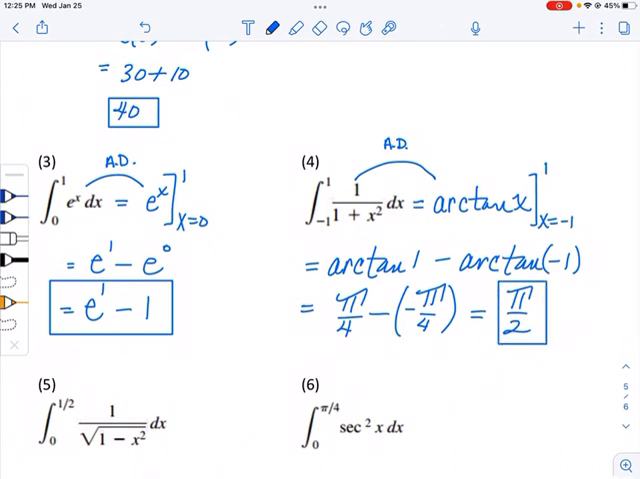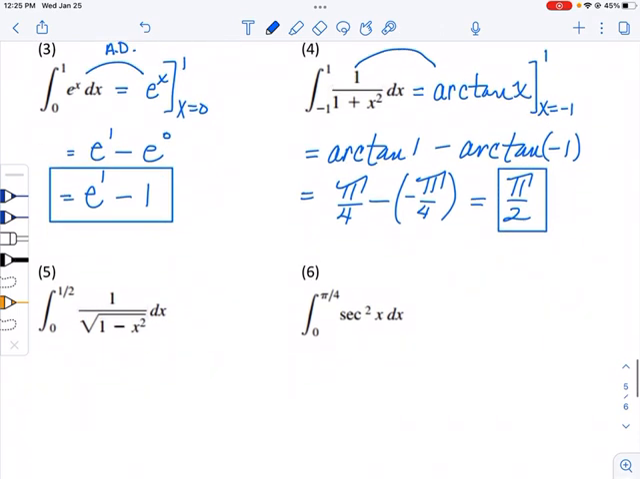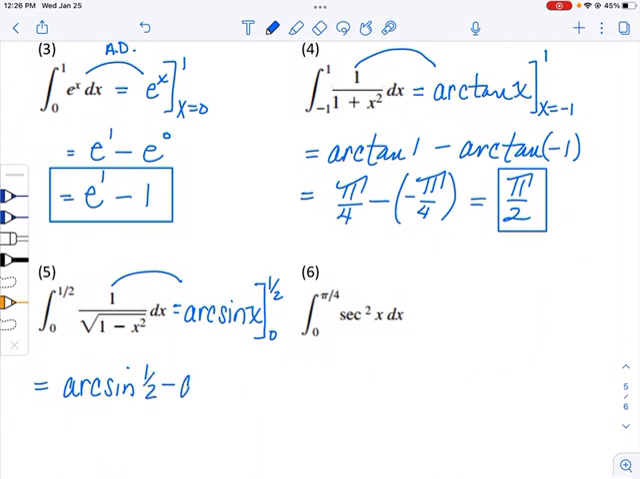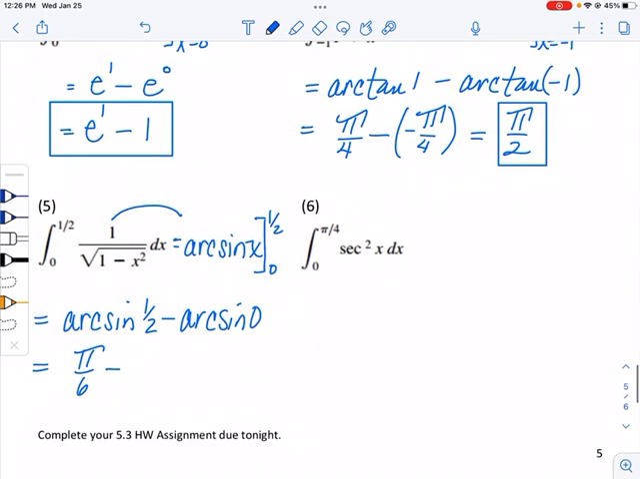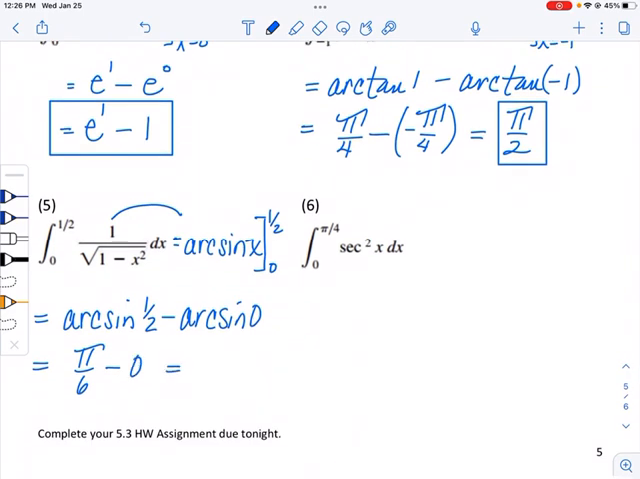Okay. Recognizing this one, you can kind of see that that's going to be an arc sine x, and then we're going to evaluate that from 0 to 1/2. So we would say the angle whose sine is 1/2 minus the angle whose sine is 0. So that would be pi over 6. Sine of pi over 6 is 1/2, minus the angle whose sine is 0, which is just 0. So our answer would be pi over 6.